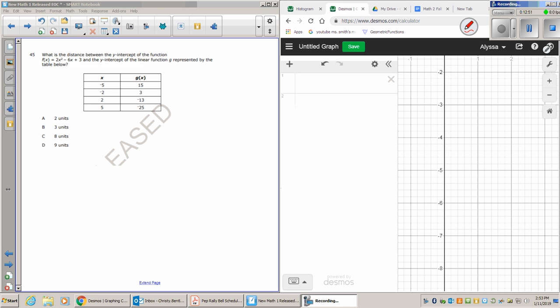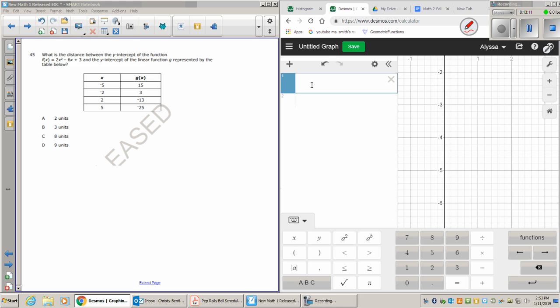So number 45 says, what is the distance between the y-intercept of the function f of x equals 2x squared minus 6x plus 3 and the y-intercept of the linear function g represented by the table below? So we have a quadratic equation. I'm going to go ahead and actually put that into Desmos so we can just see what the graph looks like. We have y equals 2x squared.